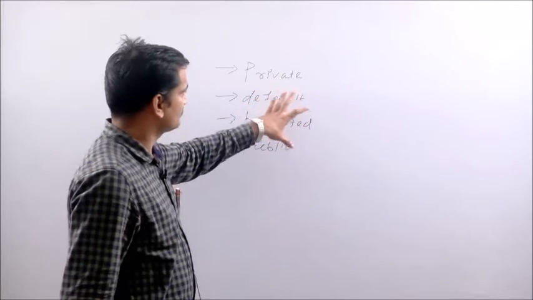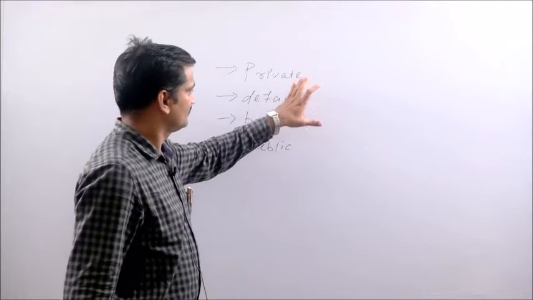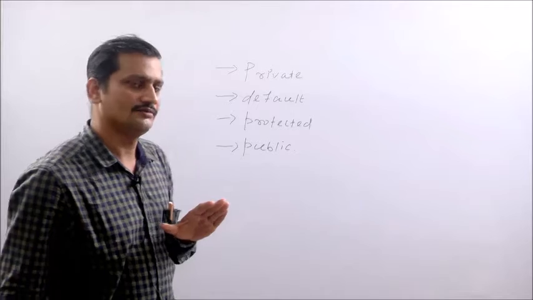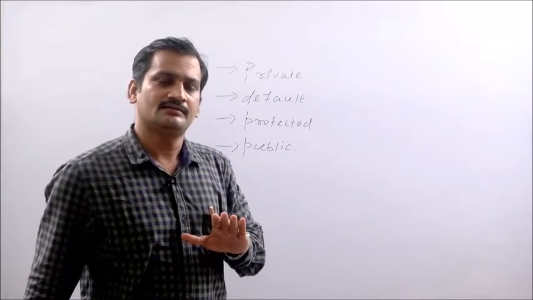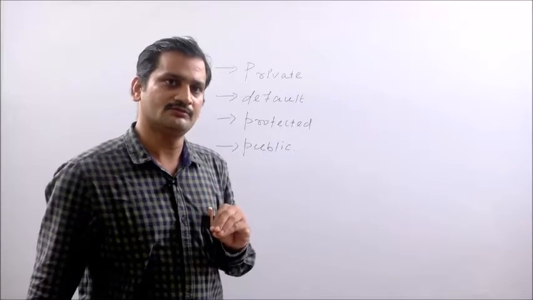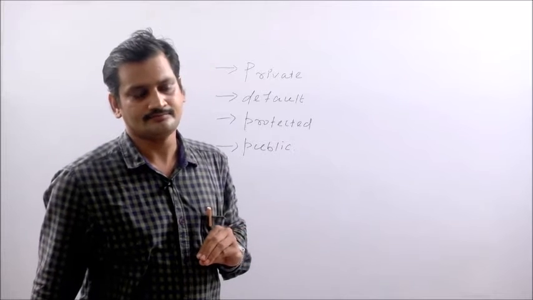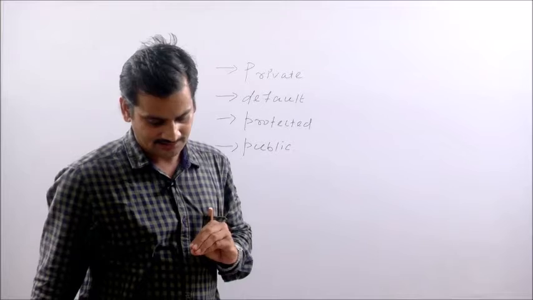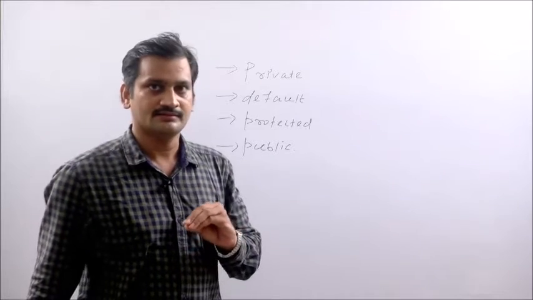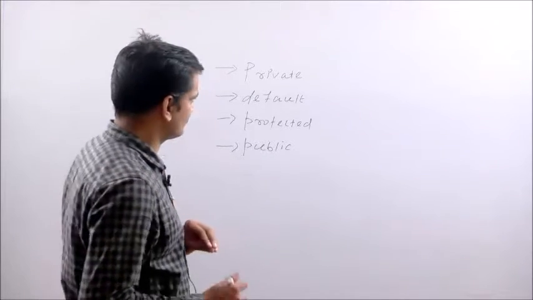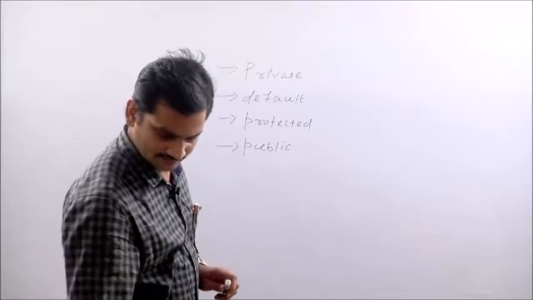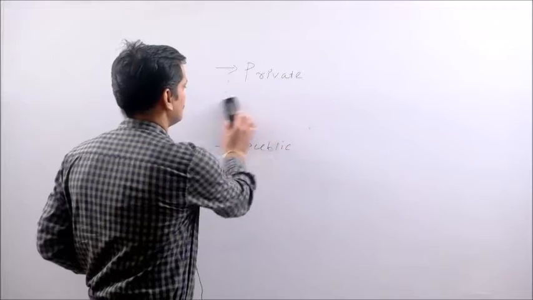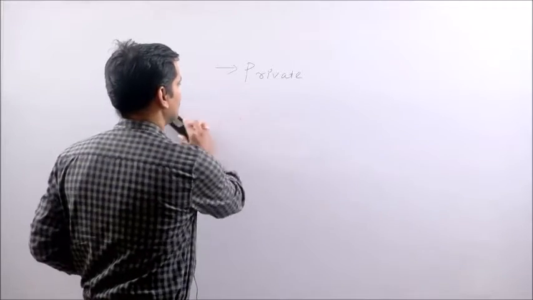Now, let us first discuss private. If the access specifier or access modifier of a member is private, then the accessibility of that member is within that class. Let us understand this with one example. That member can be accessed only within the class. So, we are discussing the private access specifier.